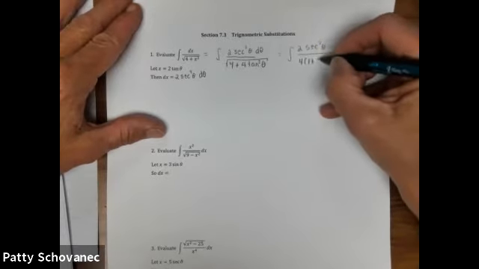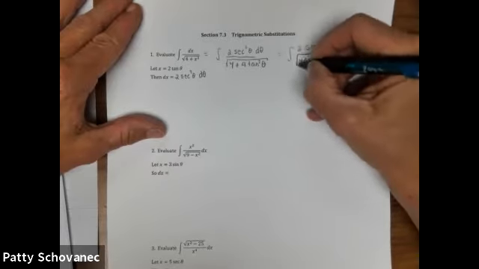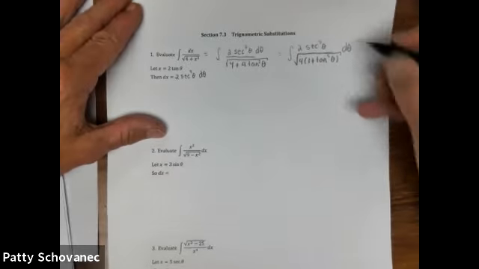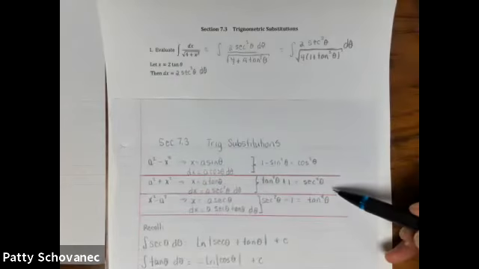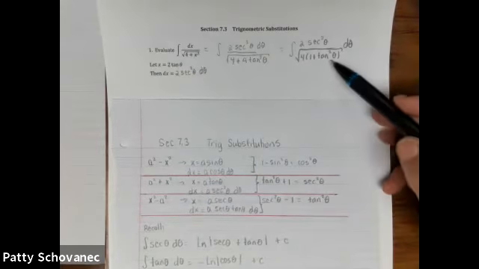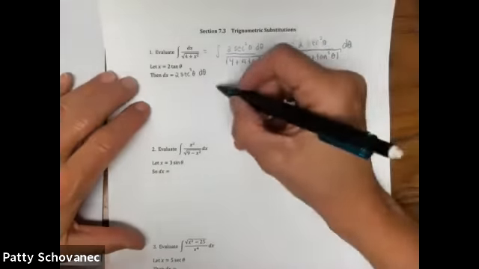Leave me with a 1 plus tan squared. And that's the trig identity I wanted to use. That's what I wrote over here. Tangent squared theta plus 1 is secant squared. So we're able to swap out 2 terms for 1 term.